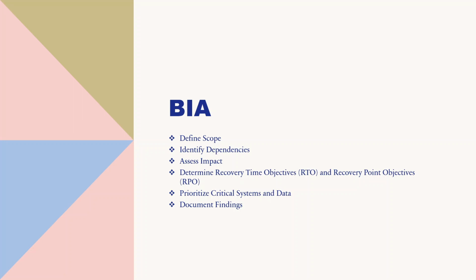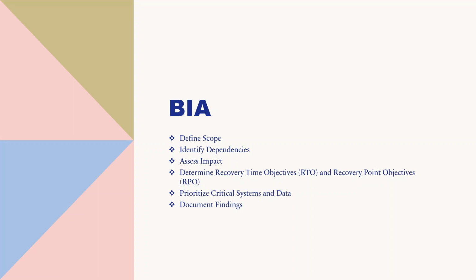Business impact analysis, or BIA, is a process of identifying critical systems and data by assessing the potential impact of disruptions on business operation. Defining the scope. The first step is to define the scope of the analysis, which includes identifying the critical business processes, systems, and data that need to be analyzed. This may involve creating a list of critical assets, applications, and IT systems.